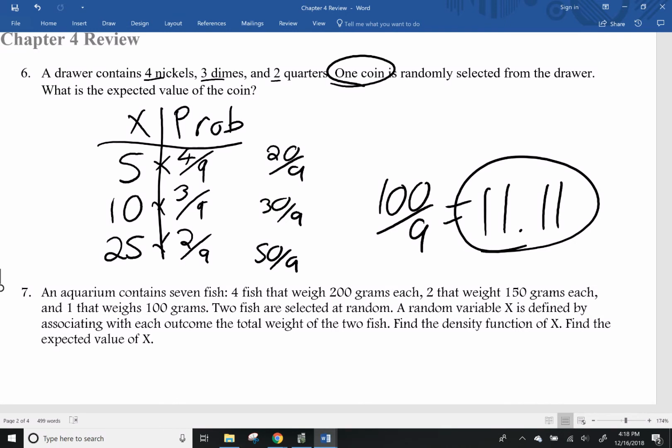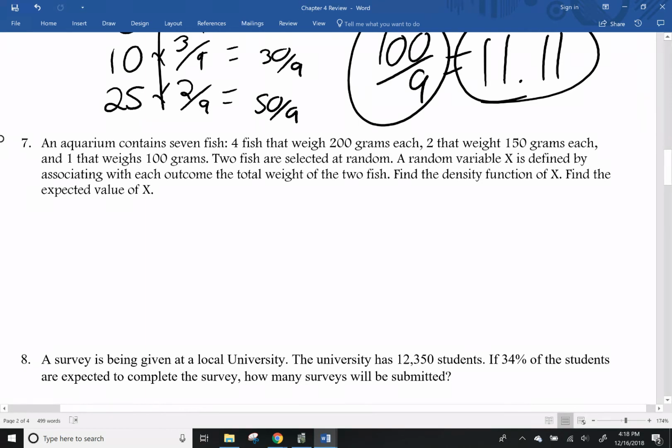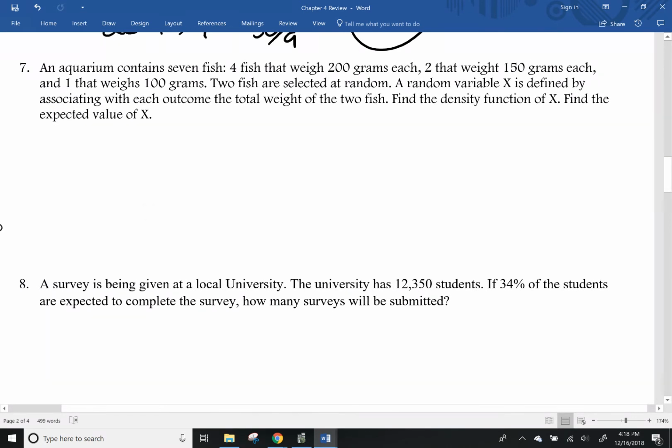Again, expected value is just when you multiply the x with the probability, and then you add these numbers up. So 100 over 9 is fine. You could leave that, but I think 11.11 is probably a more suitable answer in terms of the form it should be written in.